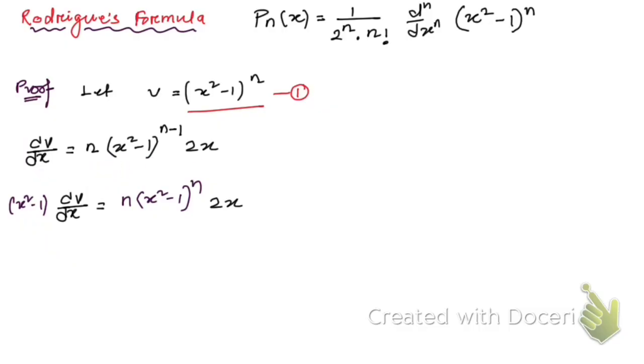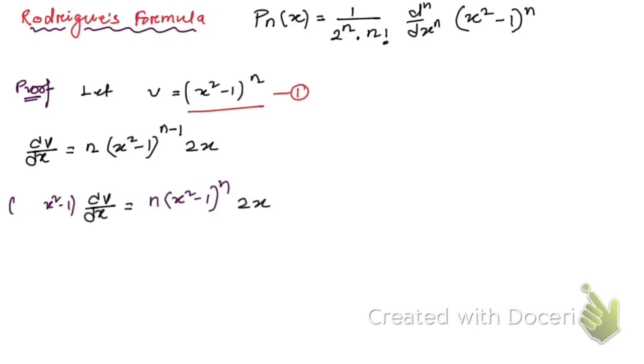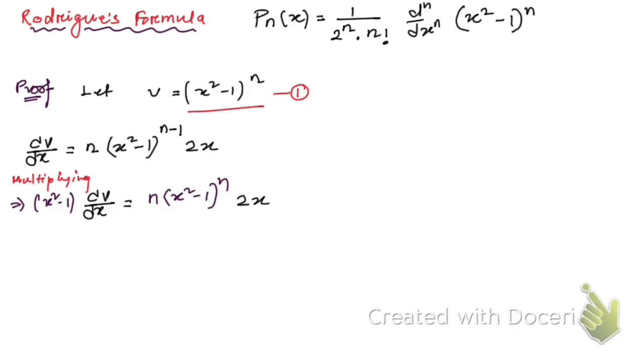Now just give me a second. Let me rearrange this step. What we have done is multiplying both sides of the above equation by x square minus 1. That's what we have done. Now you see what we can do.